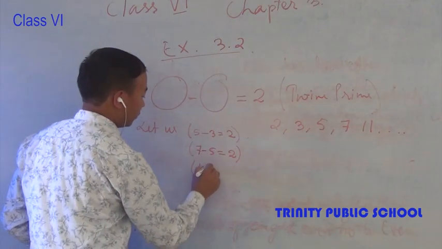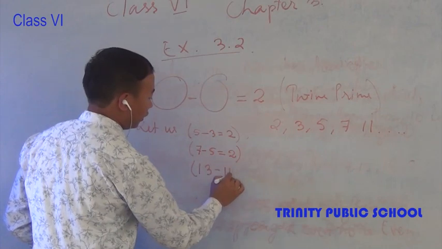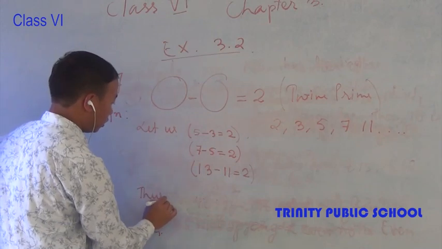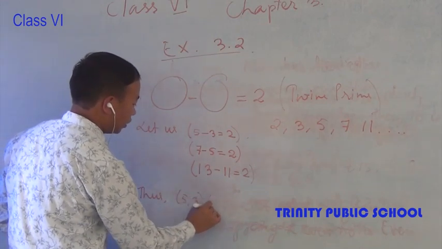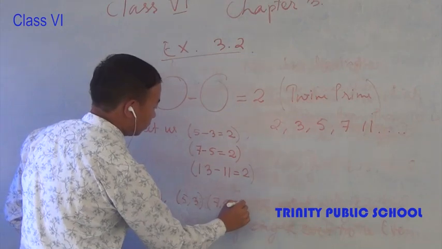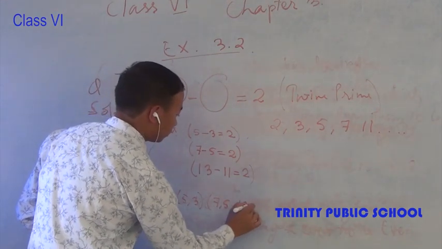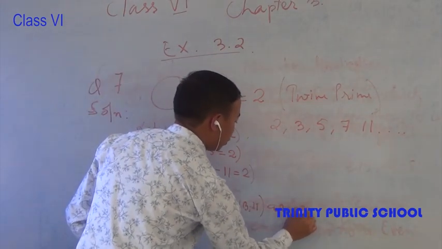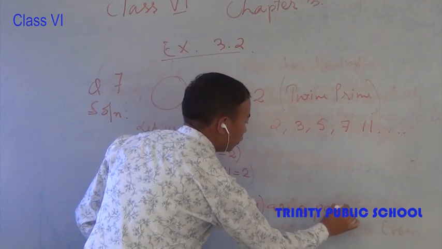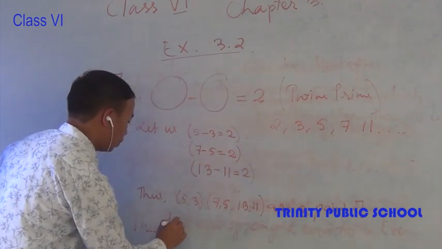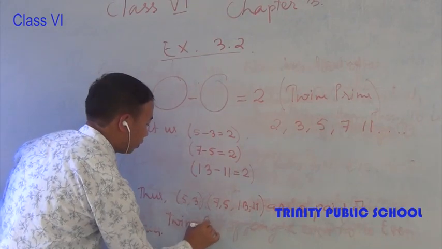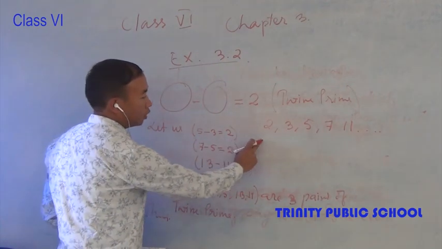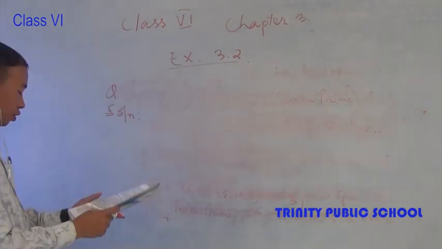One more, 13 minus 11 equals 2. Thus 3, 5 and 5, 7 and 11, 13 are 3 pairs of twin prime numbers. There are so many twin prime numbers, we only select some numbers. Next question.